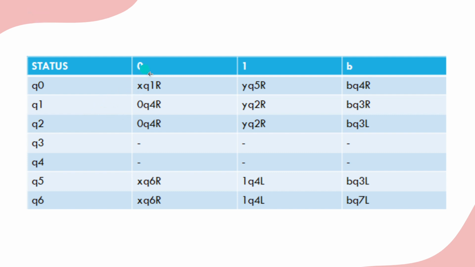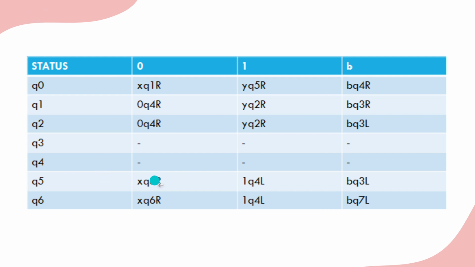If we are on the Q1 state and our input is 0, then we have (0, Q4, R). If our state is Q1 and input is 1, then we have (Y, Q2, R). If input is B, then we have (B, Q3, R), that is, it moves towards the right. Then in state Q2, input 0 gives (0, Q4, R), input 1 gives (Y, Q2, R), and input B gives (B, Q3, R). These two are blank because it doesn't move anywhere.